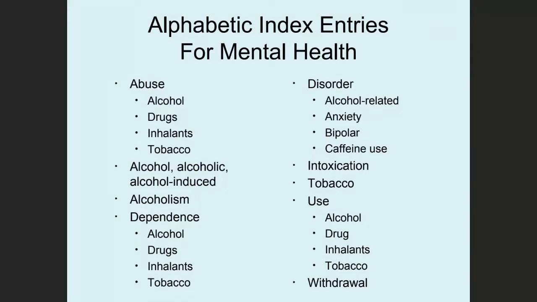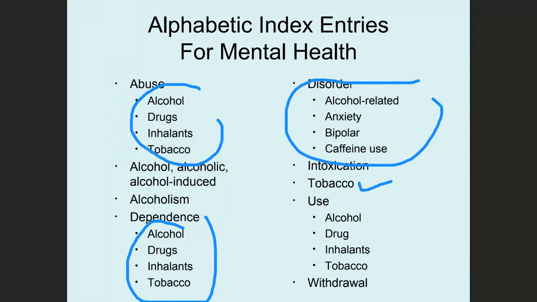Sometimes the hardest part of coding is finding the entry in the alphabetic index. Here are some entries for these codes. You can look up abuse, alcoholism, dependence, use. You can also look up alcoholism, alcohol, alcoholic, alcohol-induced. You can look up intoxication. You can look up tobacco. And under each of these, there will be entries for the different types of abuse, dependence, disorder, and use. Now remember that alcoholism is dependence.